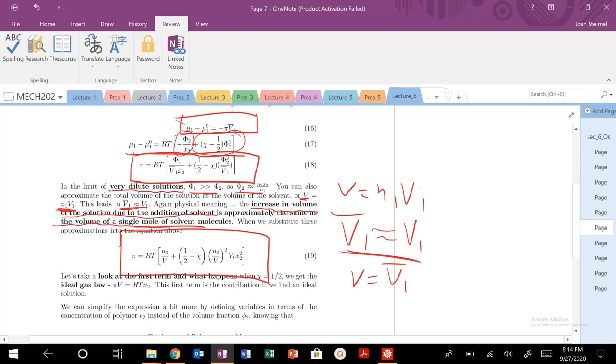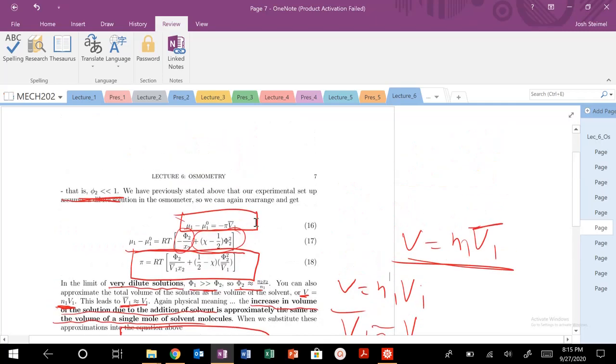So now we can plug in, actually, let's go back here. Our volume equals N1 V1, molar volume. So once we plug in here, we get this critical expression. We are going to look at this next time, and we're going to expand upon it a little bit more.